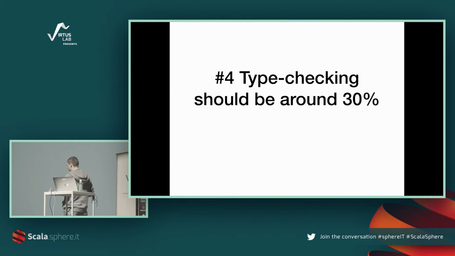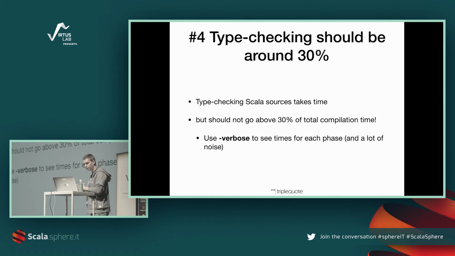Now, since we talk a lot about Scala compilation, where is the time spent? I would say a third of the time should be spent in the type checking phase, and that's the nice case. Of course, it's not always the case. If it's above 30%, which is relatively easy to find out, you probably have some part of your code that is doing a macro, or recomputing macros too often, or some very convoluted inferred type or a very convoluted implicit that it has to search a lot for.